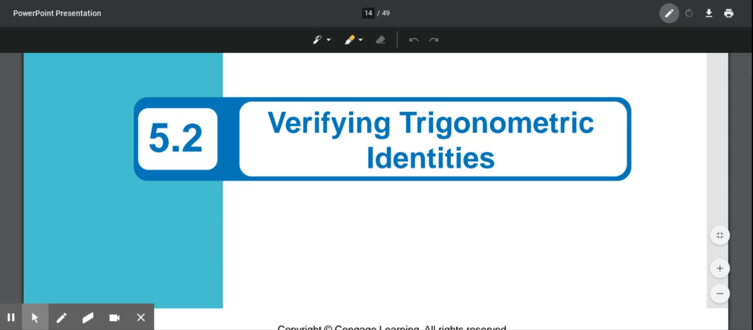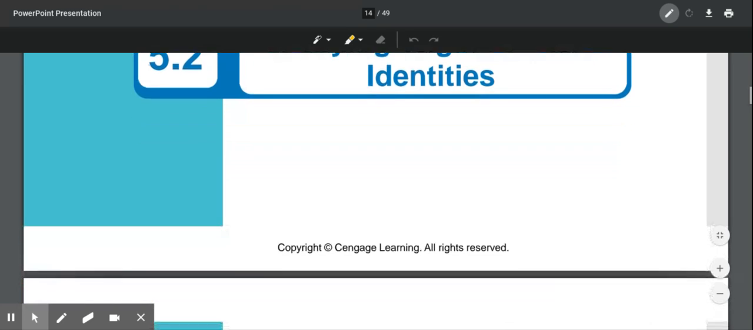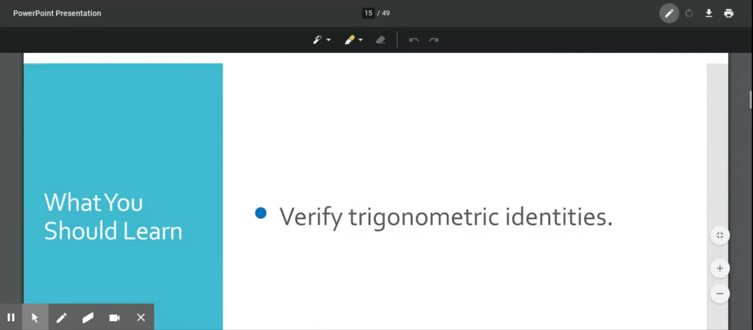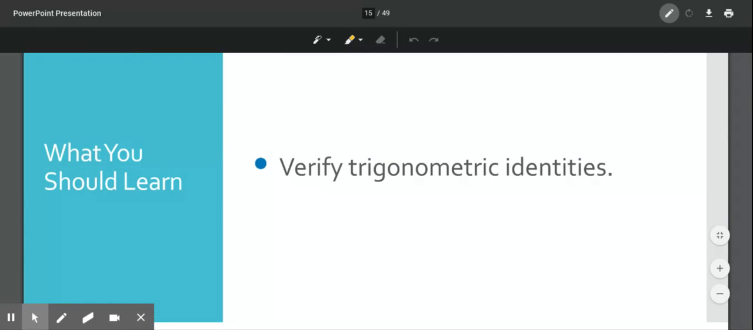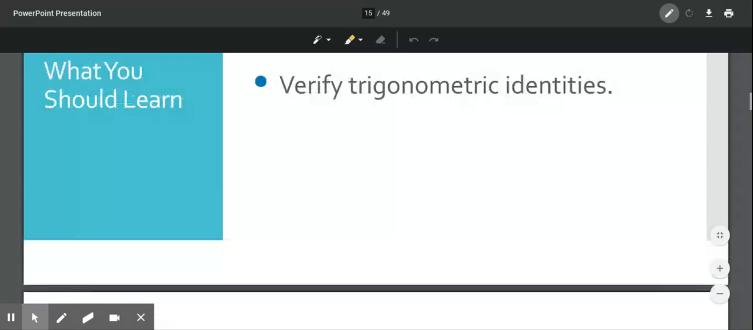All right, so today is 5-2. We're going to verify trig identities. So similar to what we've done before, but you only have one objective here. You're just going to verify. So that's exciting, right? We just have to do it. We just got to verify them.